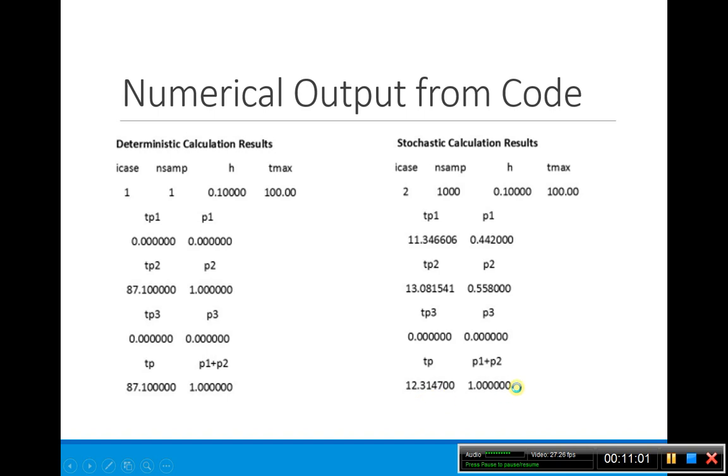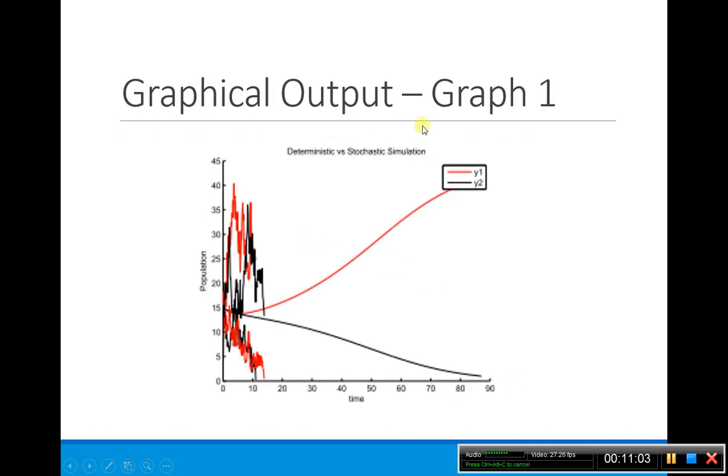Okay, you're also going to have some graphical output. So the first graph you're going to see is a plot of the deterministic versus stochastic. Here, this is our deterministic plot. The solid lines are deterministic. This is what happens to our species 1 as a function of time, and our species 2 as a function of time. These are two different realizations of our stochastic model.